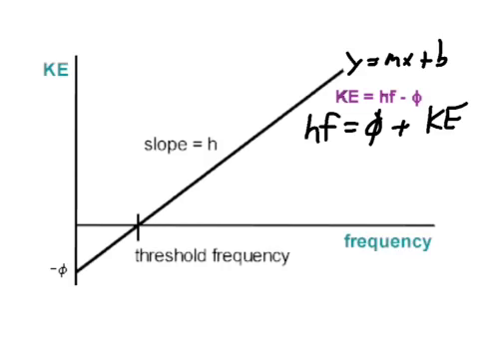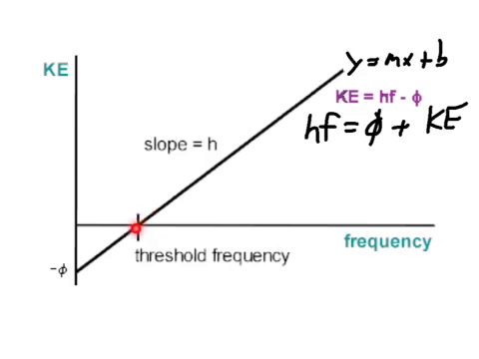What's important here is that for the electrons leaving the surface of the metal, we don't see any kinetic energy until we've reached that minimal frequency, which we call the threshold frequency. If we don't have a frequency of light at least equal to the threshold frequency, then we haven't yet reached the work function of the metal.